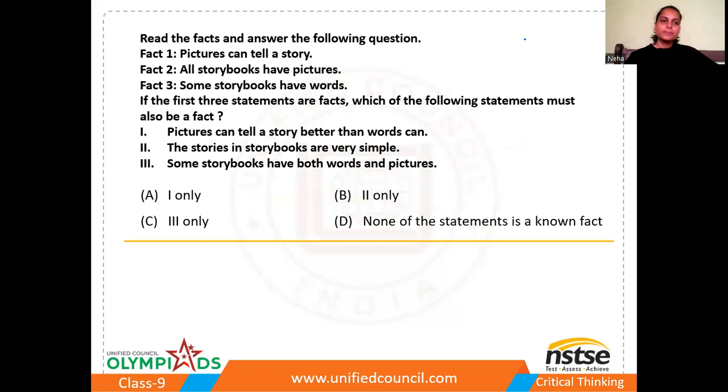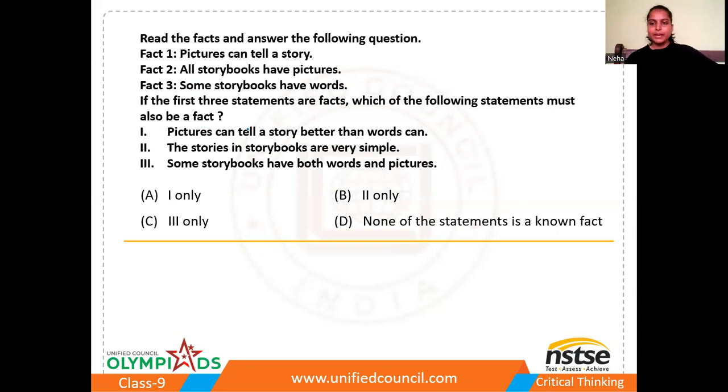Okay, now the next question. In the next question, basically we have some facts. Read the facts and answer the following questions. Okay, let me try this question. So fact one is pictures can tell a story. Okay, all storybooks have pictures and some storybooks have words. If the first three statements are facts, then which of the following statements must also be a fact?